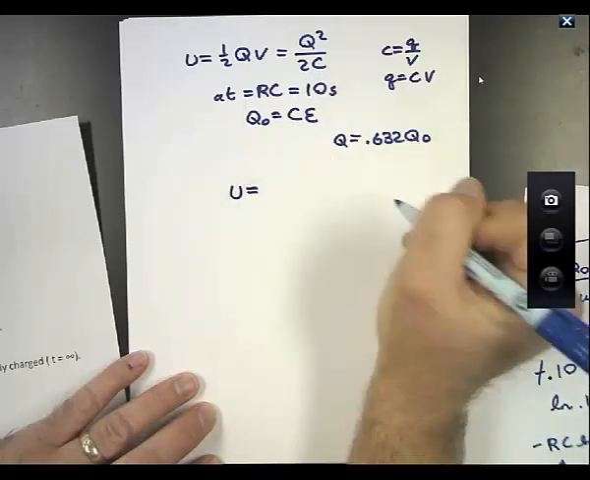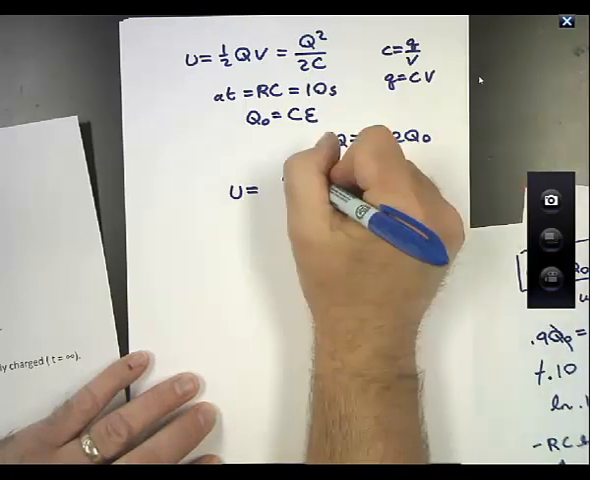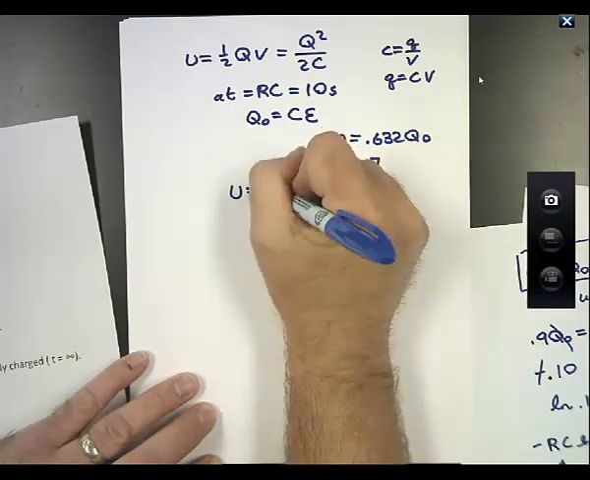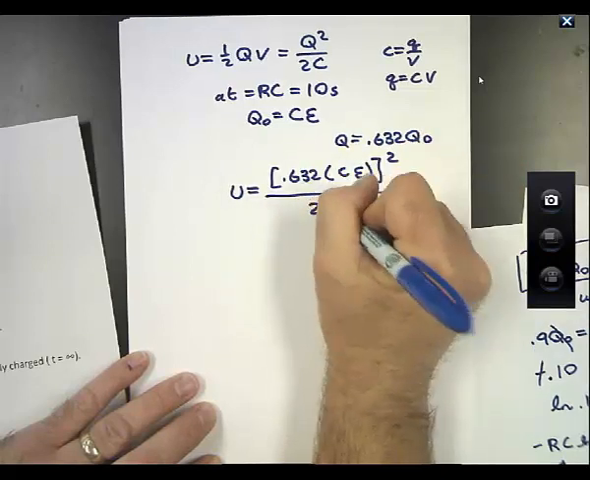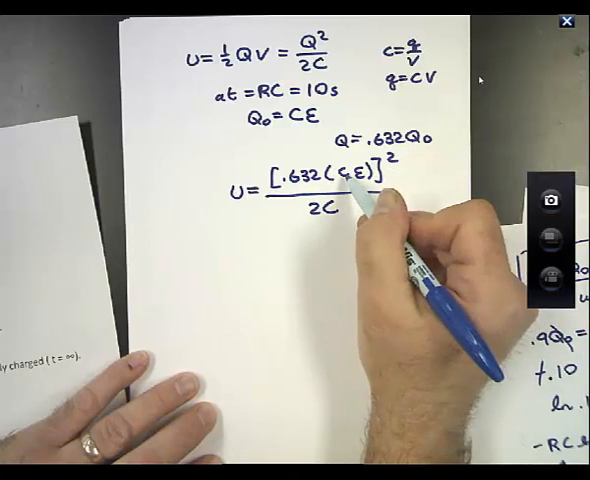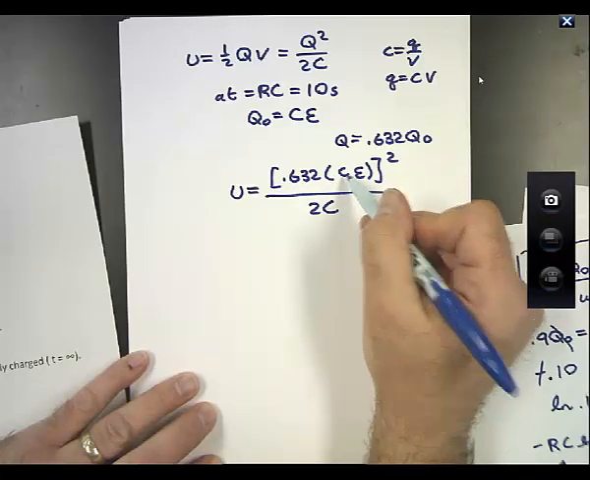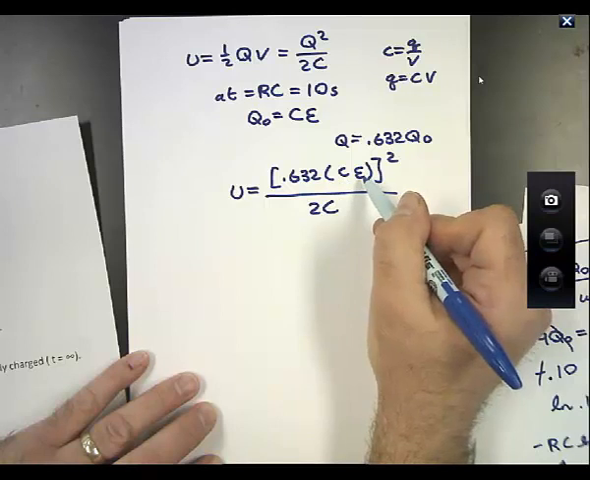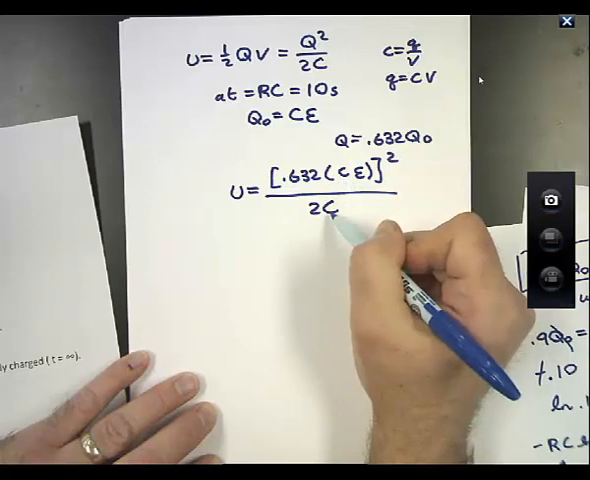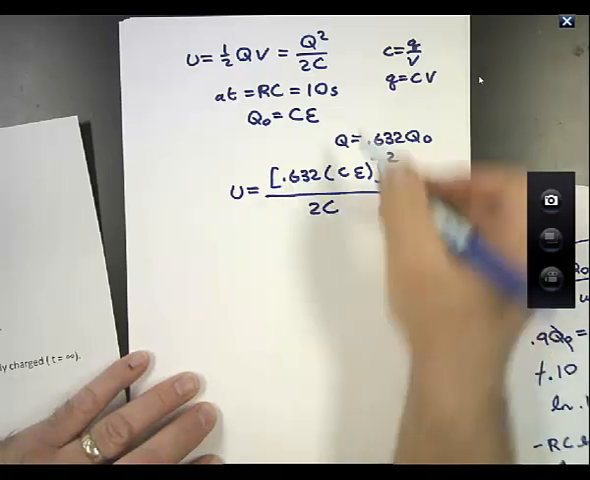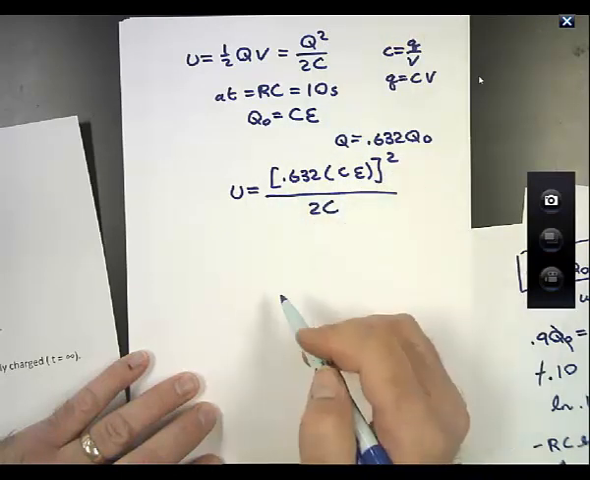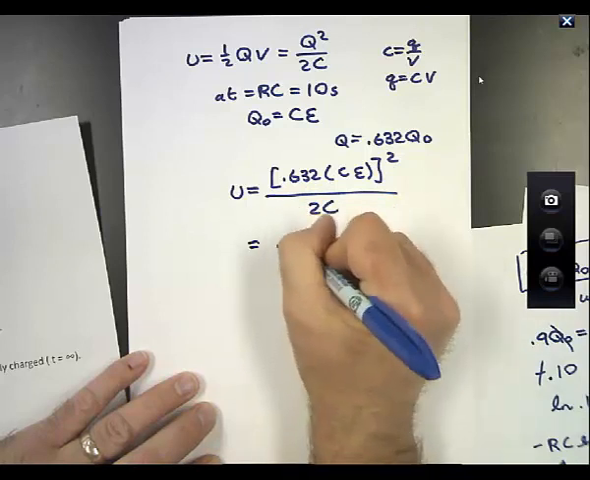That means U is equal to (0.632 times C times E) squared all over 2C. Give it a try. Put C in there, that's 50 microfarads. Put E in there, that's 200 volts. Change the microfarads to farads, by the way. On the bottom, we've got 50 microfarads again, but be careful, the top is squared. This is Q squared over 2C. If you punch it through, you're going to get 0.4 joules.